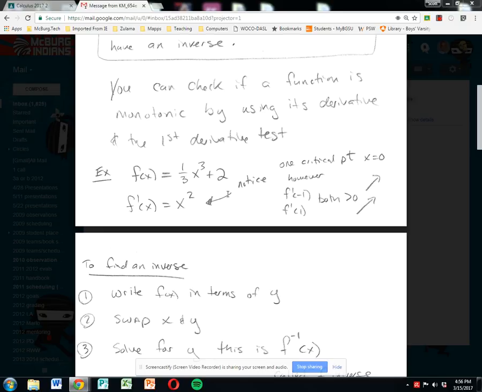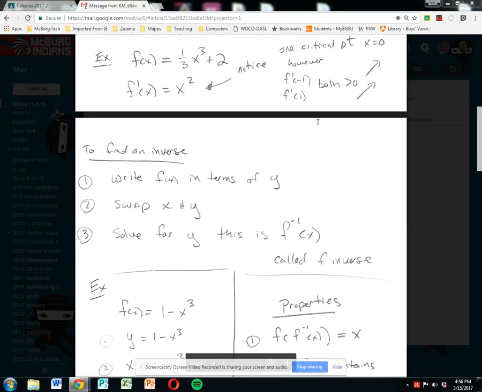Therefore, it increases, it hits 0 once and then increases again. So again, it is strictly increasing. It does 0 out at one point, but for the most part, this is strictly increasing all around. So it is monotonic, and yes, an inverse exists. How do we find an inverse?